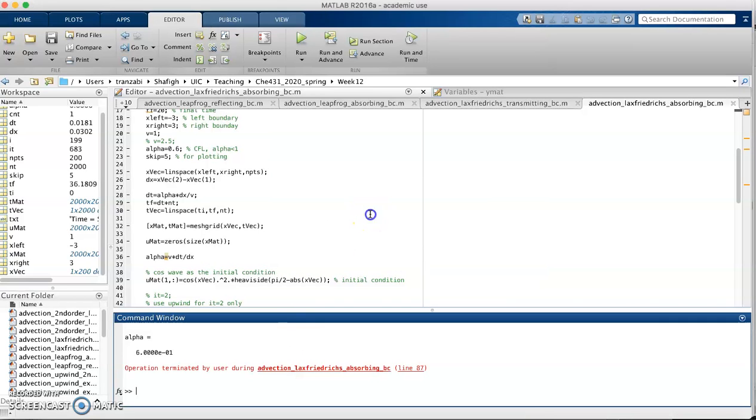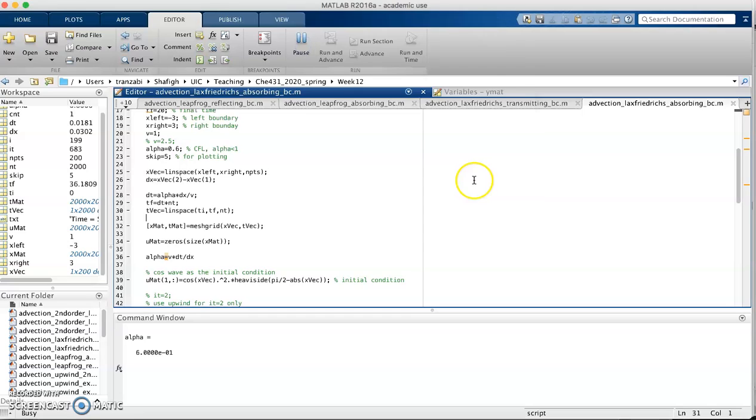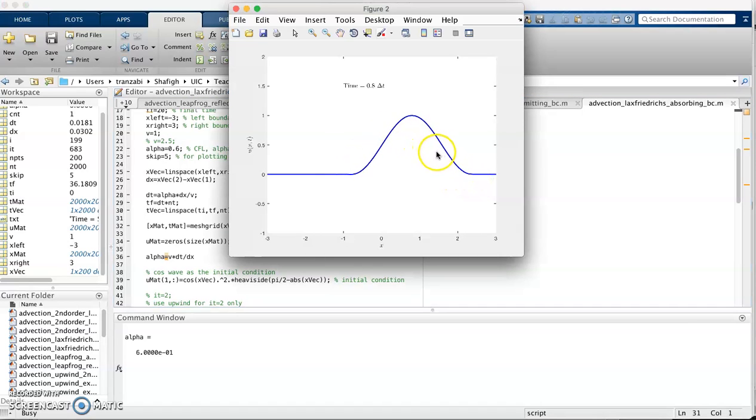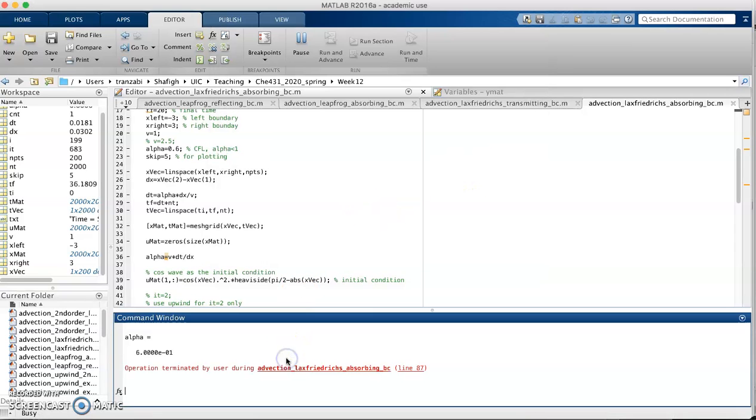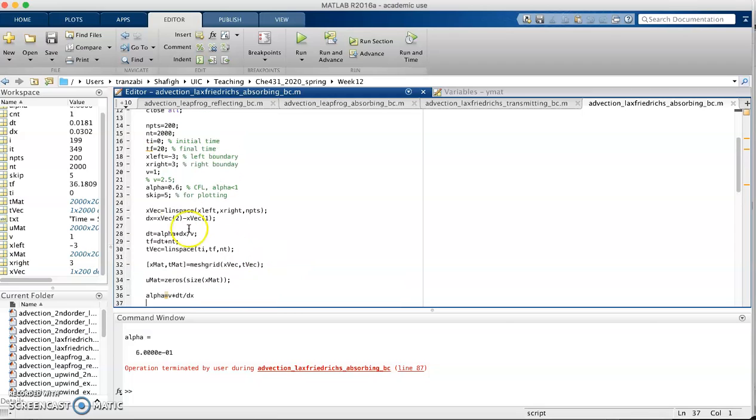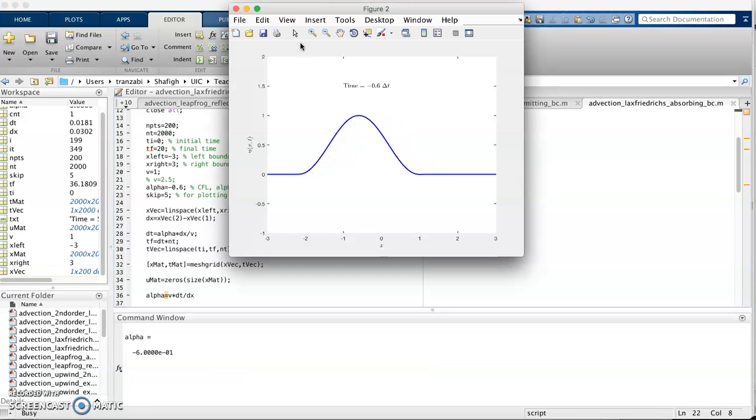So let me rerun the code. So there you go, there's a traveling wave, it hits the wall, and you see that we manually put the concentration equal to 0 here to be completely absorbed. We can flip the direction of the wave, and if I put a negative sign here, then you see that now my wave is going to go from right to left.